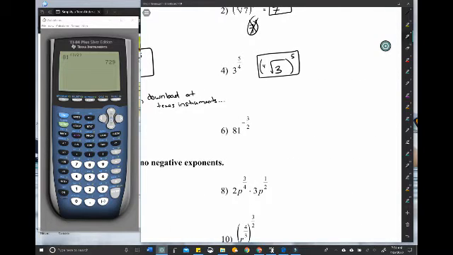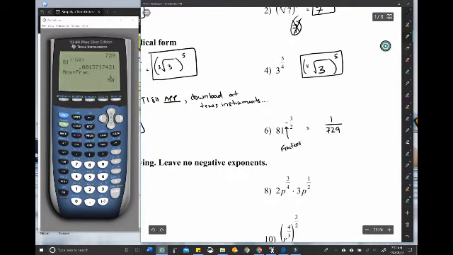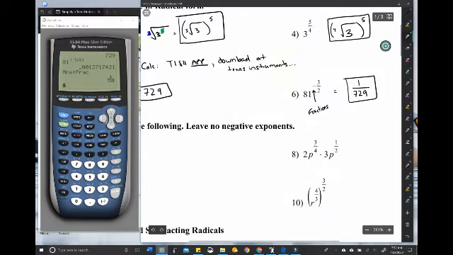81 to the negative 3 halves. Let's just be careful with that. It's not going to be just a negative. Let's throw it in there, 3 divided by 2. So we get a decimal, but remember that really it should look similar because all it is, is 1 over 729. So negatives mean fractions when they're with the exponents. Negative exponents are fractions. So 1 over 729. Fraction is how you should represent that.